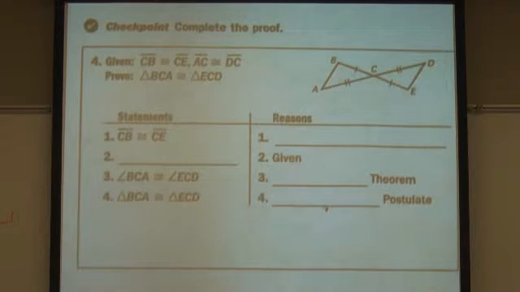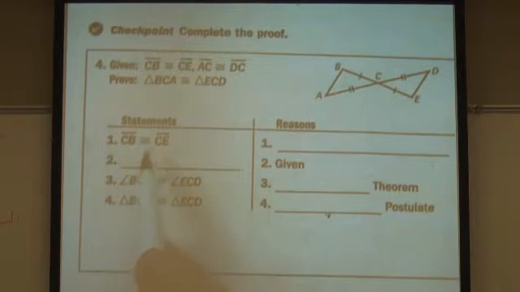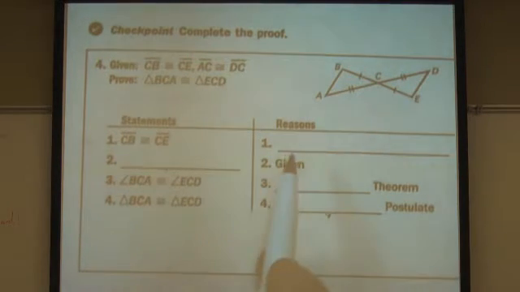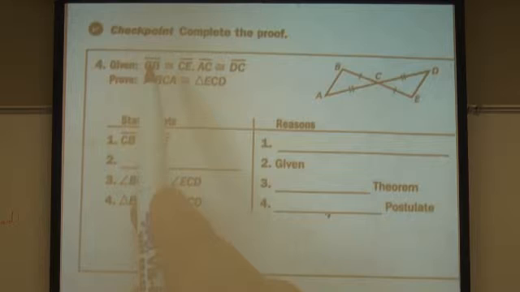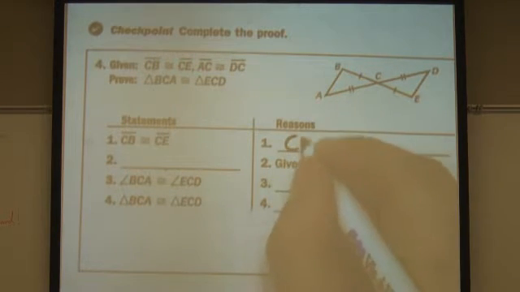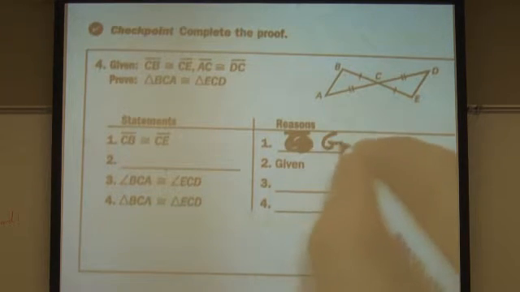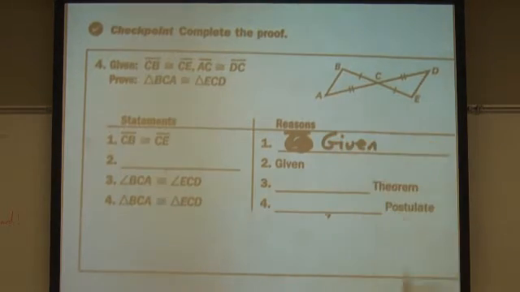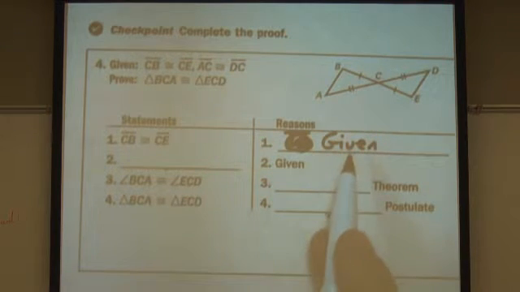All right, so checkpoint 4. We have CB congruent to CE as our first statement. Now, where did that come from? Well, that actually came from the given. Right there in the given. CB congruent to CE. Whoops, Mr. Corder, what are you doing? That's supposed to say given. Mental inertia again. So the first statement is given.